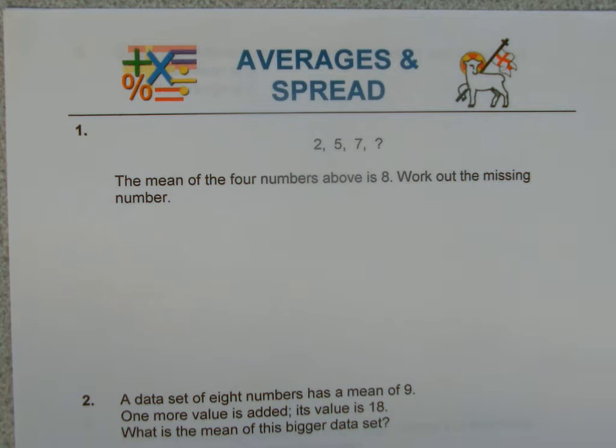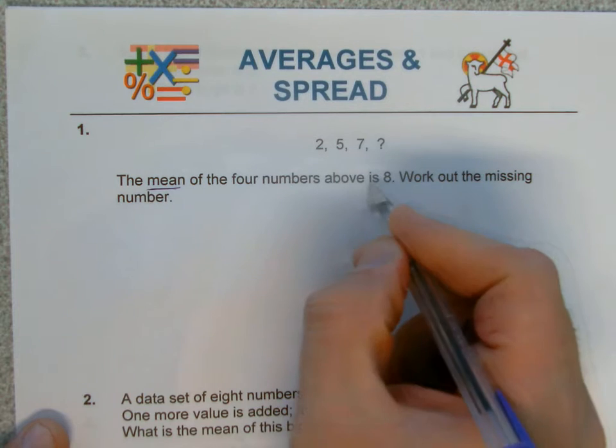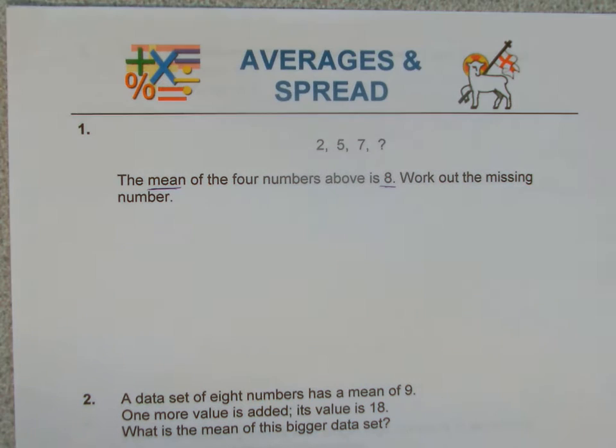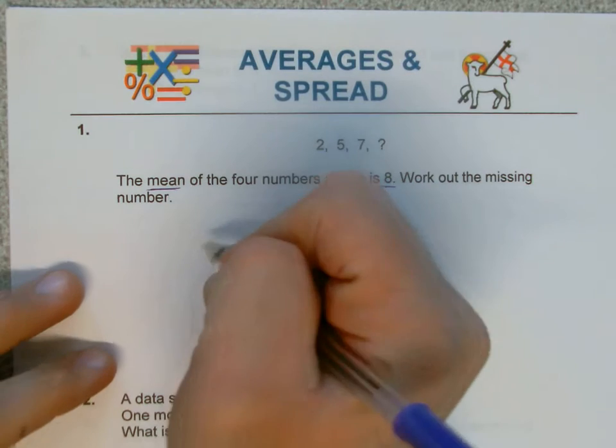Okay, so we've got here the mean of the four numbers above is 8. Work out the missing number. They actually tell us what the mean is. Now, when you calculate the mean, you add up all of the values, and you divide by how many there are, and you get the answer for the mean.